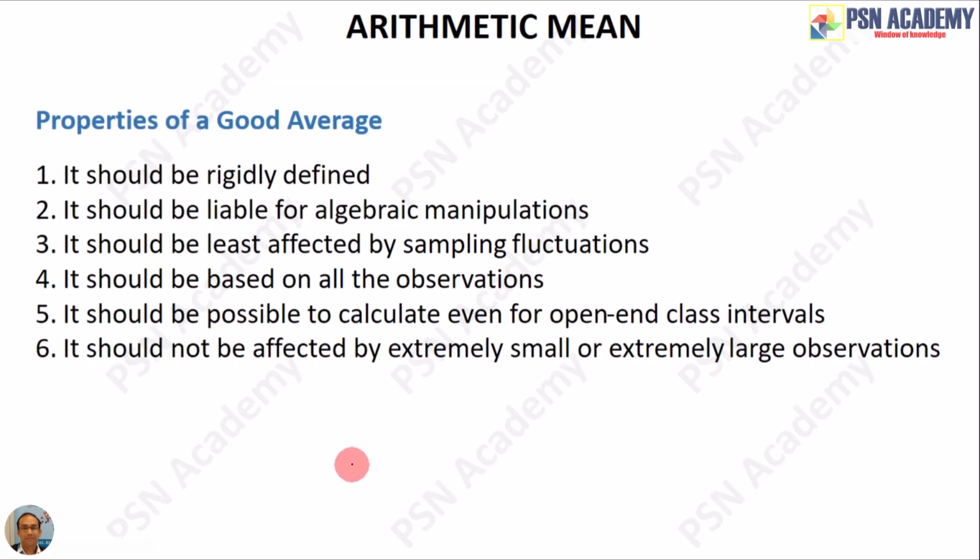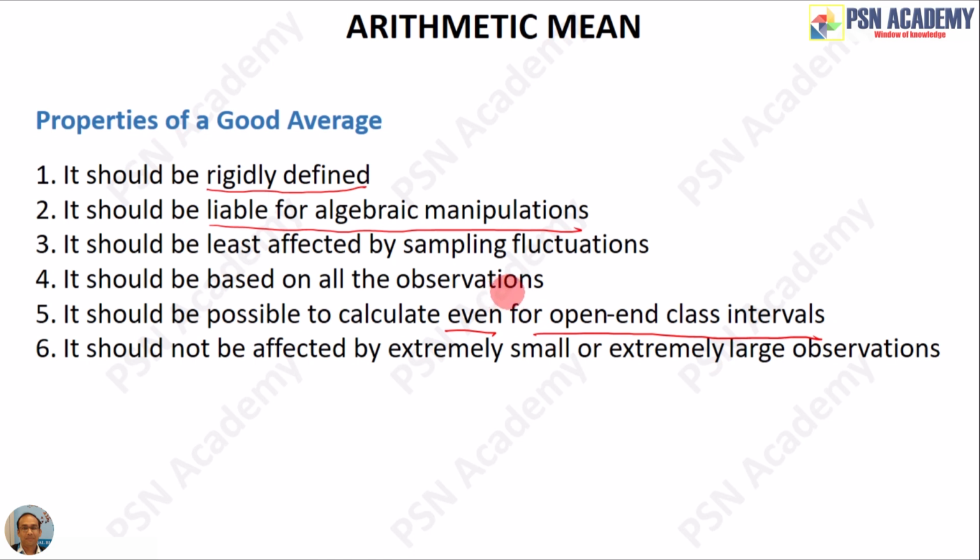Clear? Now before going into details about this arithmetic mean, we have to look at these properties. First, it must be rigidly defined and it should be liable for algebraic manipulations. That means whatever method you apply, the average result must be the same in all cases. And here are other properties. One important property is the fifth one, that it should be possible to calculate even for open-end class intervals.